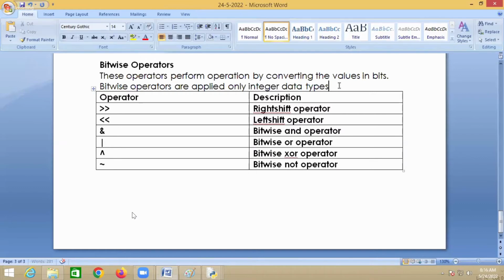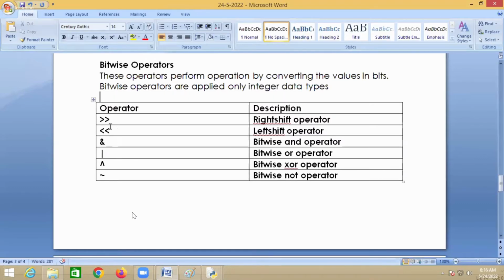Now total how many bitwise operators are there? Six. One, two, three, four, five, six: right shift, left shift, bitwise AND, bitwise OR, bitwise exclusive OR, and bitwise NOT. So first we'll talk about bitwise shift operators.